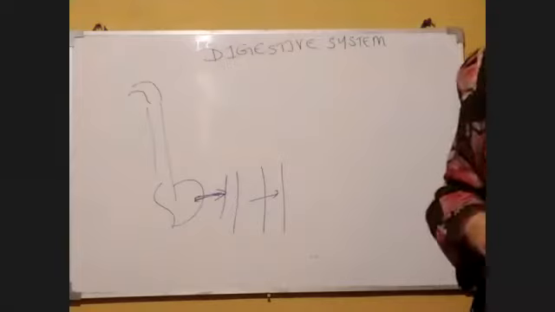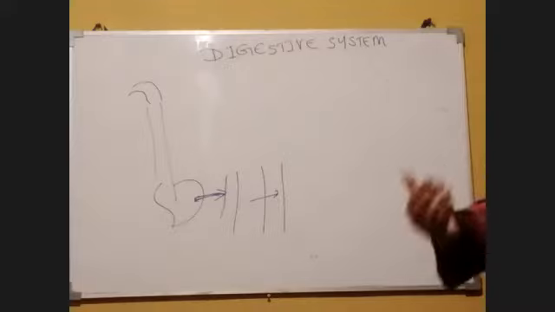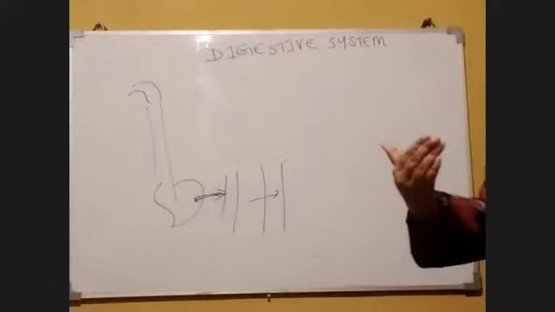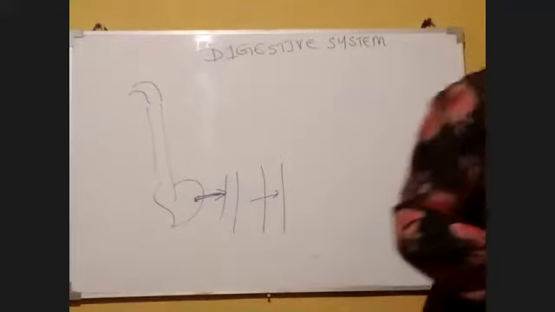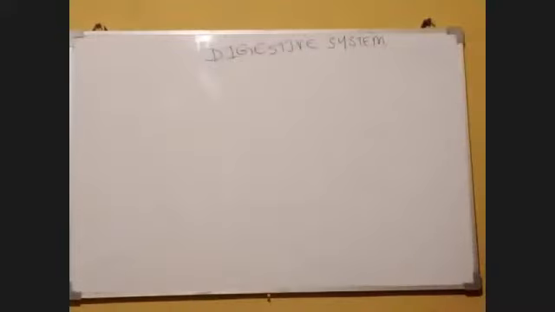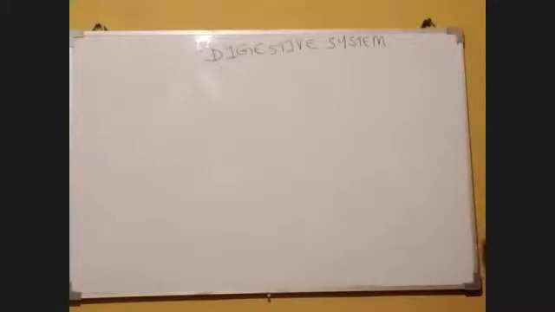So the process by which complex organic compounds are converted into simple organic products, to be absorbed into the human body, is called digestion. So we are going to write the definition for digestion.